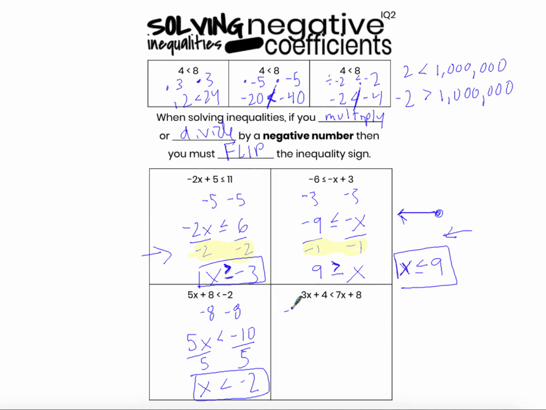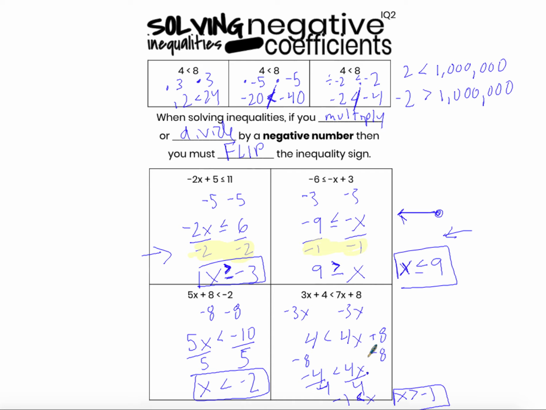This particular inequality with variables on both sides can be solved without having a negative coefficient. That will happen if I move the smaller variable term. So minus 3x, minus 3x, I have 4 is less than 4x plus 8. Subtracting 8 from both sides, I have negative 4 is less than 4x. And then dividing by 4, I have my solution. Negative 1 is less than x, or x is greater than negative 1. Maybe I shouldn't have tried to fit that all there.